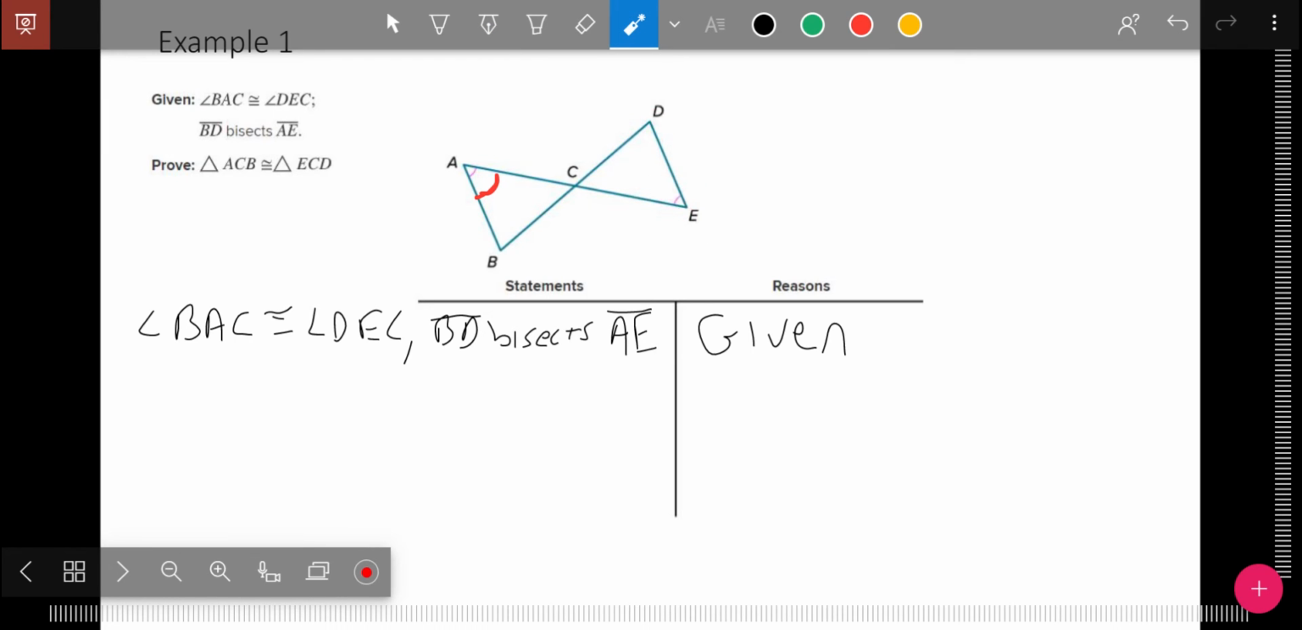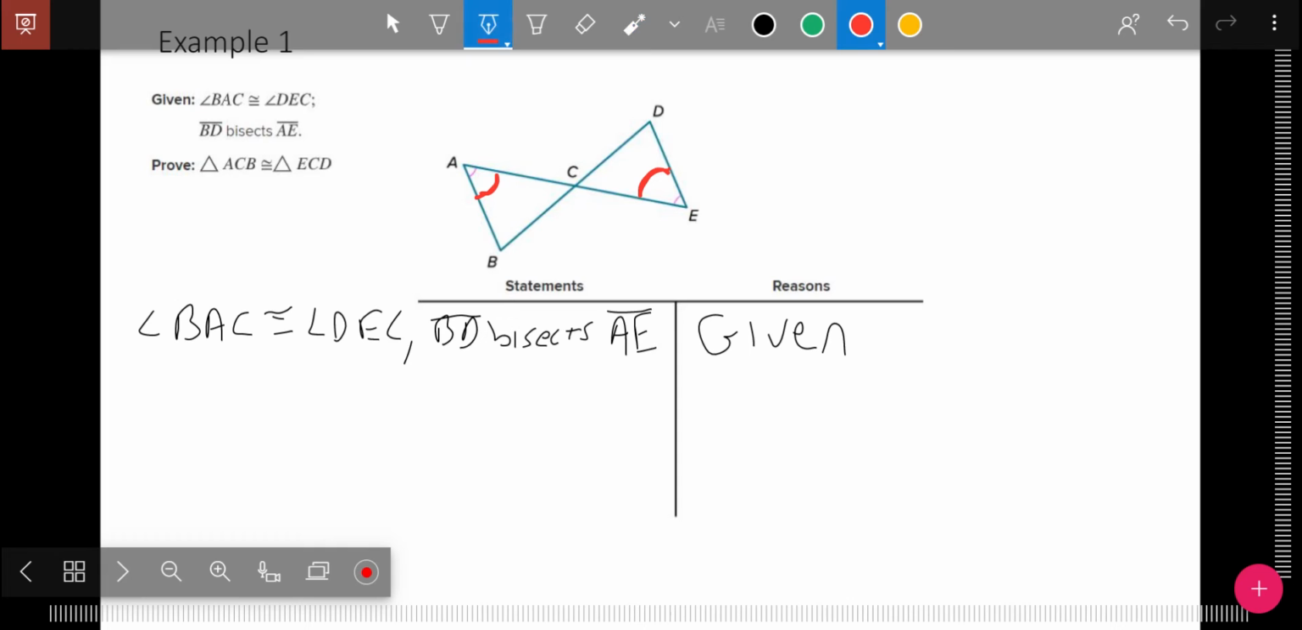So this angle here, they already put a mark there. I'm just going to draw it a little bit bigger and better. So those little marks mean the angles are congruent. Segment BD bisects segment AE. It's important you can tell from the way it's written what is getting bisected. And so segment AE is getting bisected.